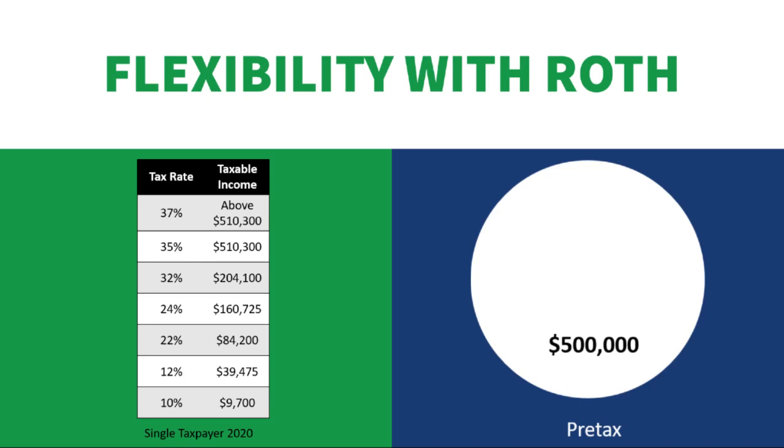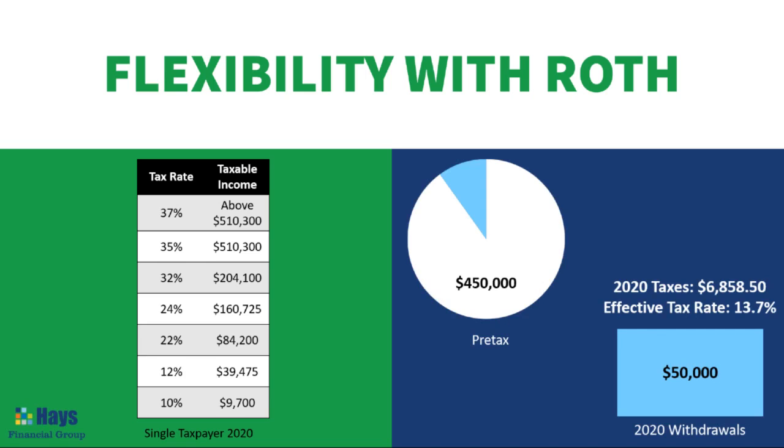Those are going to factor in when you're taking distributions from your retirement account, like this individual on this slide who has $500,000 saved in their retirement account, all of the pre-tax variety. If this person had $500,000, all of pre-tax or employer matching contributions, and they decide they're going to take $50,000 out of their retirement account a year, that $50,000 is going to be subject to income tax.